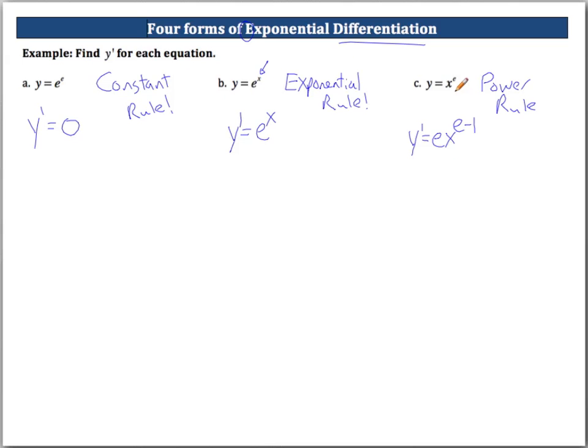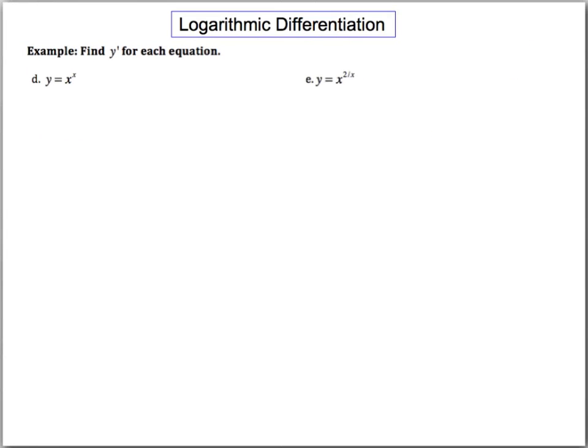Okay, so those are 3 of the forms. And let's move on and talk about the 4th. Now the 4th one is going to involve some powers that can look a little bit crazy. And for these, we're going to use logarithmic differentiation. So this is the 4th form and probably the most difficult. So here you can see we have a variable raised to the power of a variable. So we're going to have to use logarithmic differentiation here.